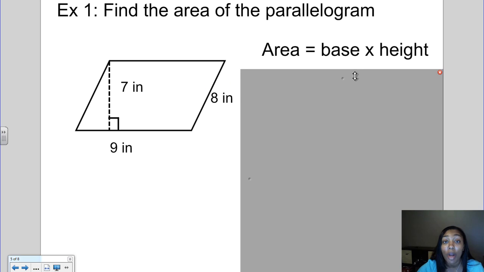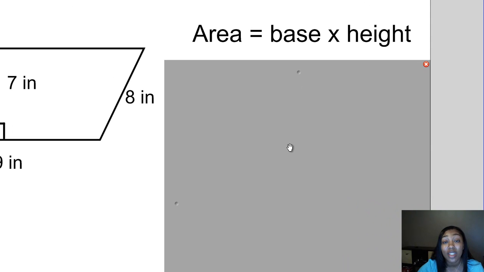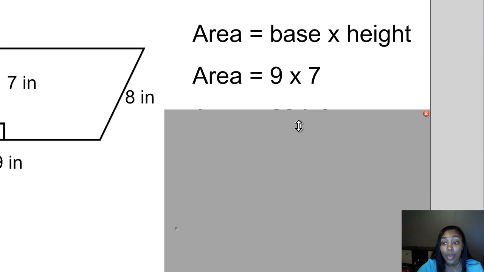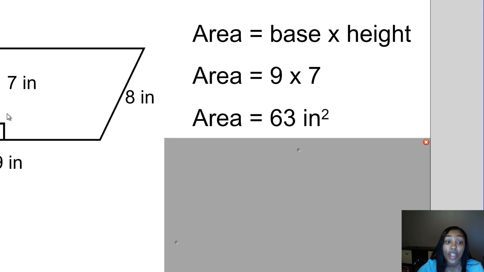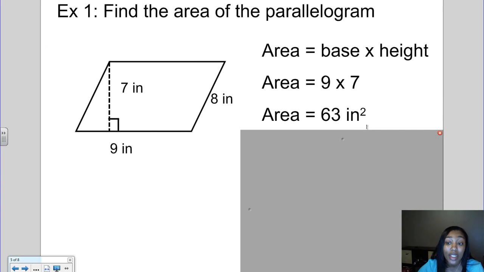So we're going to start by writing our formula. And our formula is base times height. Then to find the area, we're going to plug our base and our height into the formula. So the area is going to be 9 times 7. Which means that for this parallelogram, the area is 63 inches squared. And remember, with area, the unit will be to the second power.